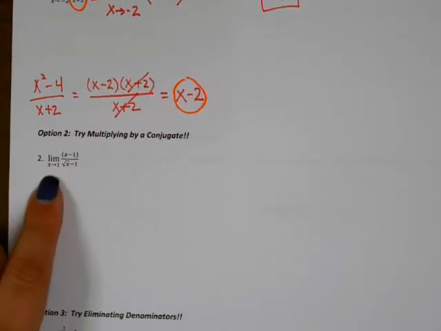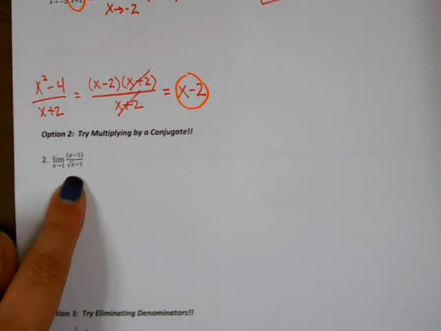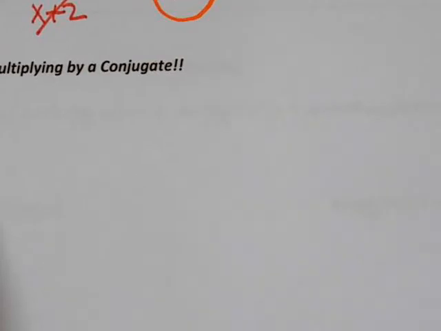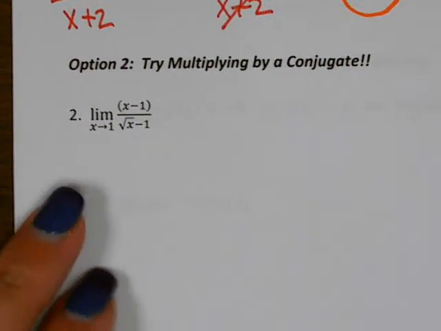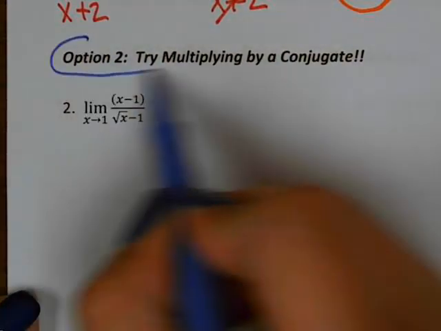Take a look at number 2. If I plug 1 into this function, I'm going to have a 0 on the top and a 0 on the bottom, which is a problem. I'm going to zoom in a little bit if it'll let me. Ooh, that's too much, but that's better. Okay, sorry about that. So the second thing we can try is to multiply by a conjugate.